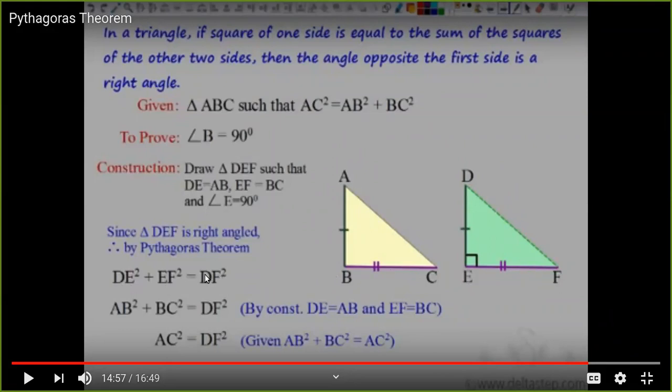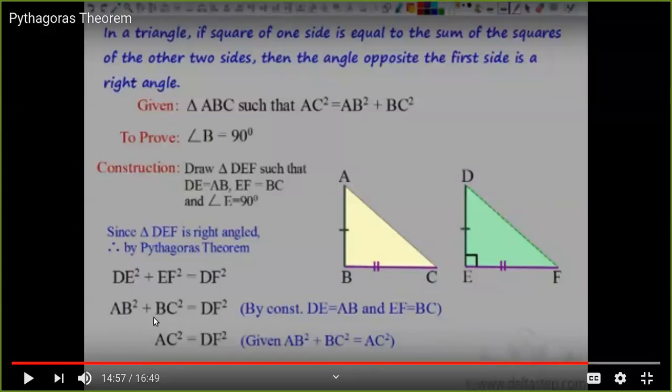Okay. Now, because of my construction, I know DE and AB are the same, EF and BC are the same. So in the place of EF, I substitute BC, and in the place of DE, I substitute AB. So instead of writing it as DE square plus EF square, I write it as AB square plus BC square because of my construction. And that is equal to your DF square. So this equation has become like this now because of my construction that I have.